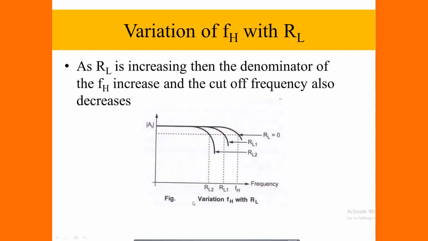Now we look at how fH varies with respect to the load resistance. As RL increases, the denominator of fH increases and the cutoff frequency decreases. The same has been observed over here. At RL equal to 0, fH is going to be f beta, the higher value we have here. And further increasing RL, the corresponding cutoff frequency decreases over here.